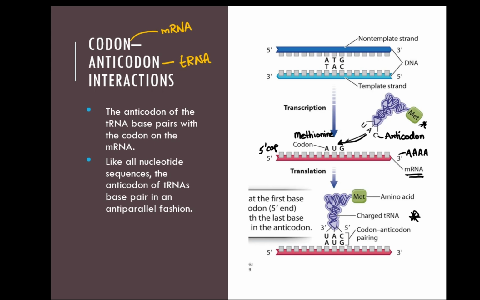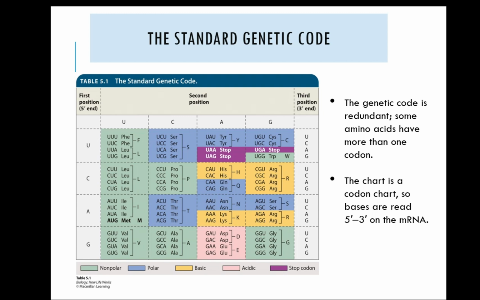If we look at the codons, this is a table that shows you the genetic code. These are all the codons and the different amino acids that they code for. There are 64 total codons. 61 actually specify the 20 amino acids. The other 3 are the ones you see in purple. Those are the stop codons.